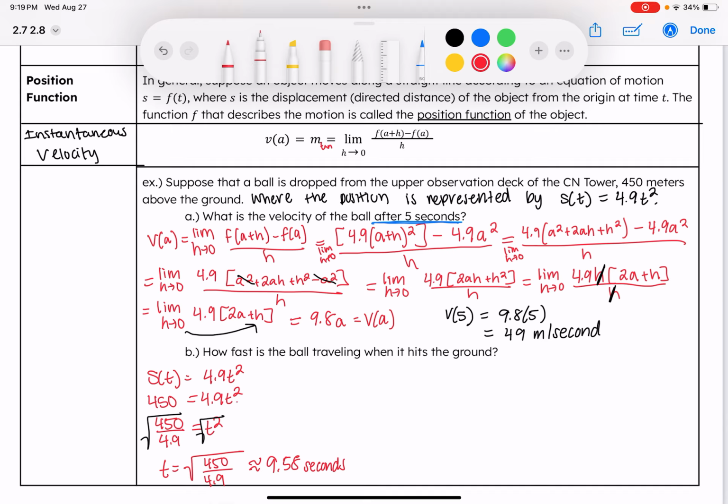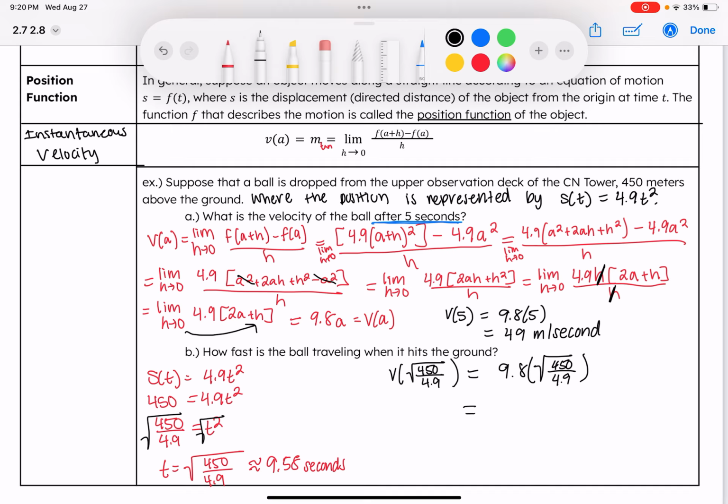Okay, so yes, I needed to know my position. I know my position, the ball's going to be falling 450 meters down. Once it hits the ground, it's taken 9.58 seconds. From there, to figure out how fast it was traveling, actually, I want you guys to have the exact answer. So instead of plugging in that 9.58, we're going to plug in the square root of 450 divided by 4.9 into our velocity function, which is 9.8 times a. a in this case is that square root of 450 divided by 4.9.